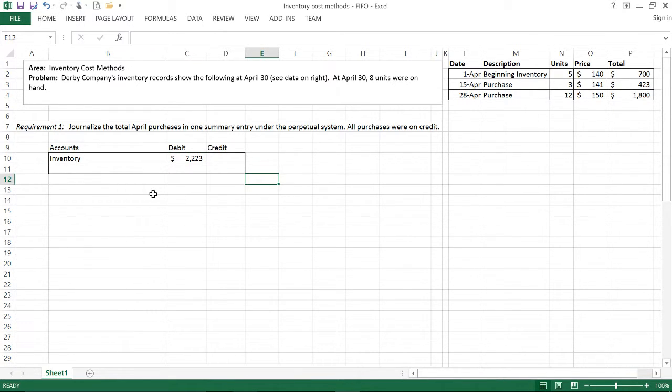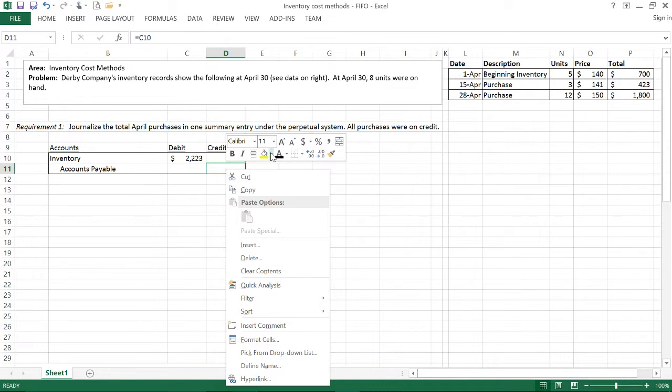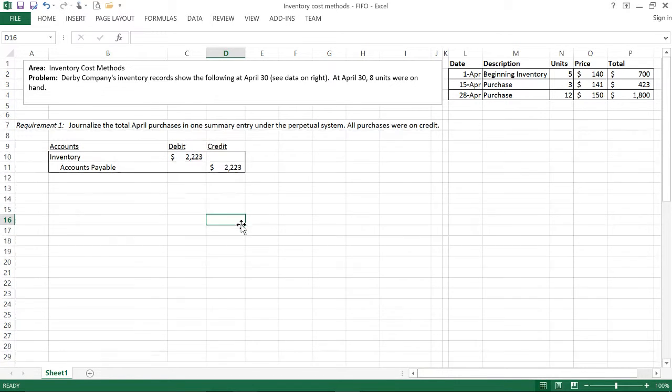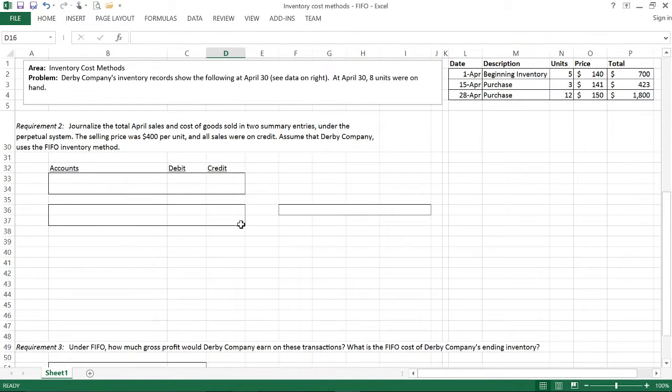So what do we have to offset that with? What credit offsets that? So now in the requirements, it's stating that all purchases were on credit. So when we made those purchases, our inventory increased. So instead of paying cash for that, we're crediting accounts payable. And it would be for that amount. Same amount, $2,223. So that's the first requirement. Let's go on to the next requirement here. Let's take a look.